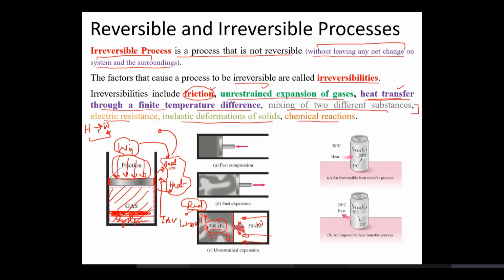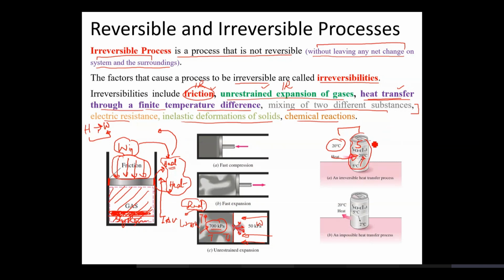The third thing is, so now you have these two: friction present, irreversibility; unrestrained expansion of gas, irreversibility. Heat transfer through a finite temperature difference. You have the soda can at 5 degrees centigrade. You place it in a room where the temperature is 20 degrees centigrade. There is a finite temperature difference between the system and the surroundings. Heat would flow into the system and take the soda can from 5 to 20 degrees centigrade. This is a heat transfer which is taking place due to a finite temperature difference. As a result of this, your system has moved from a lower temperature to a higher temperature.